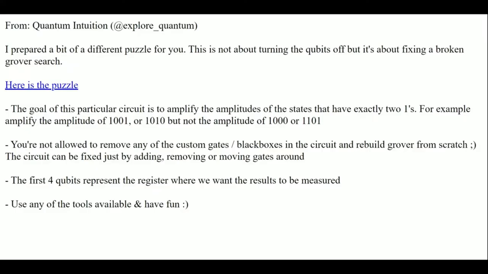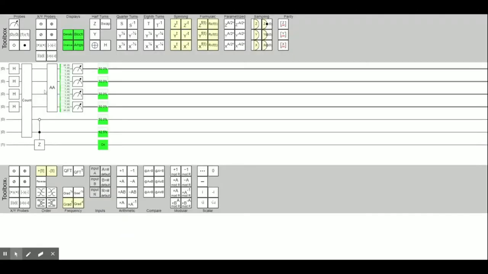All right. So recently, this person who makes a YouTube channel about learning quantum computing sent me a puzzle to solve. And apparently it's about fixing a broken Grover search that's supposed to recognize inputs that have exactly 2 bits set. So I'm going to go look at this puzzle and see if I can solve it. All right, so this puzzle is encoded into a tool that I made called Quirk, and I'm quite happy to see that almost all of the toolboxes are available for use, since otherwise I'd be pretty constrained.